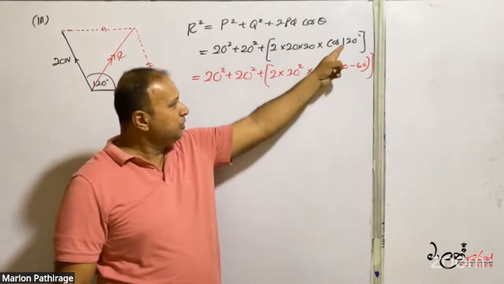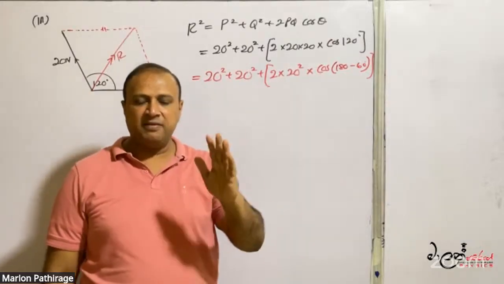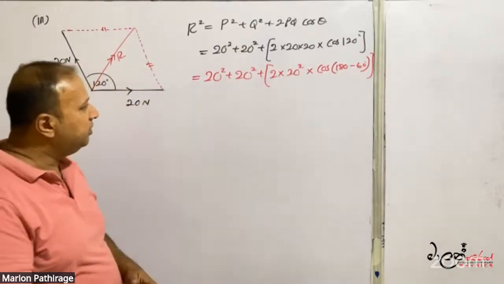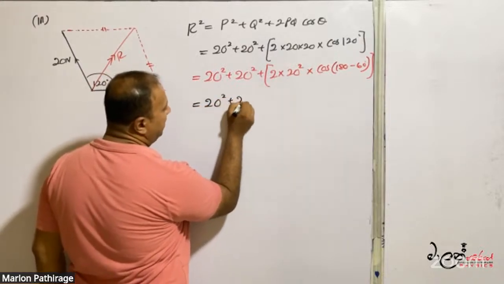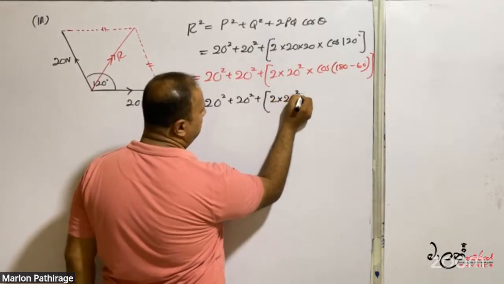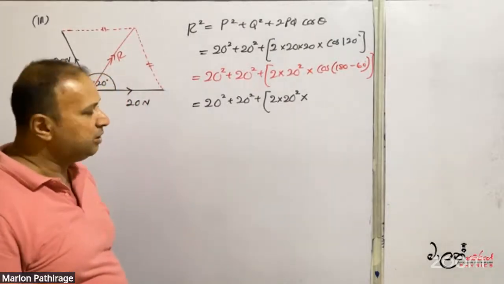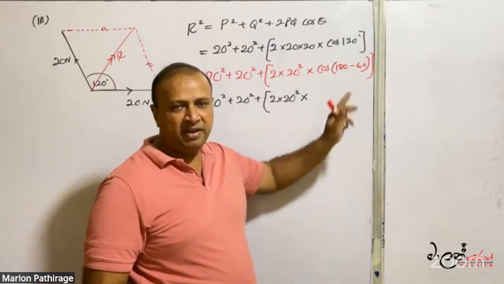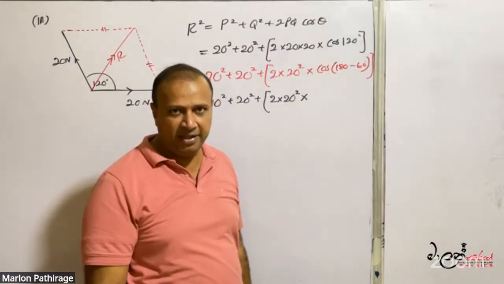But you know 120 belongs to the second quadrant. As 120 belongs to the second quadrant, the cos value is negative. Then this one is equal to cos 60. Cos of 180 minus theta is equal to cos theta. We have done that thing.